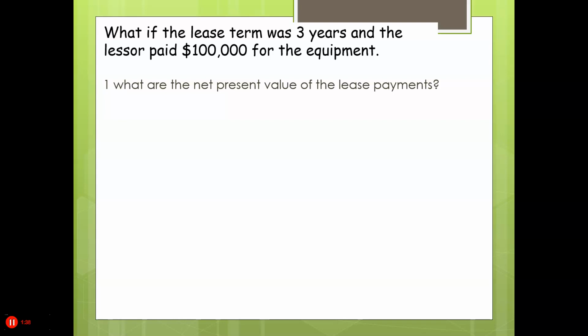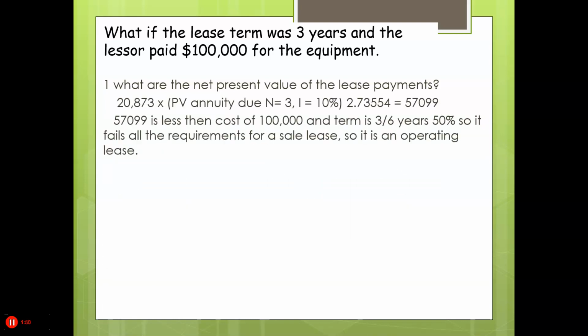So the first is, what if the lease term were 3 years and the lessor paid $100,000 for the equipment? What is the net present value of the lease payments? You always need to figure that out first. So we're going to go present value, the annuity due, because the payment is made when the contract is signed. So N would equal 3 and I would equal 10. And that gives us a factor of 2.73554, and that tells us the net present value is $57,099, which is less than the cost of the $100,000.